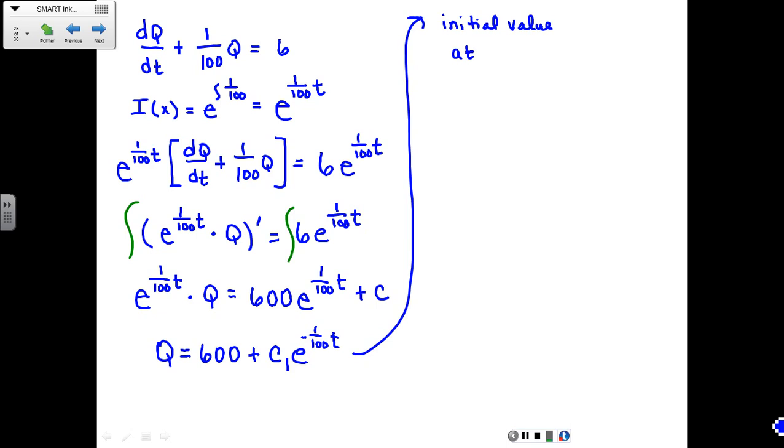At time equal to 0, how much salt? There was 50 pounds of salt at time equal to 0. So Q would equal 600 plus C1 e to the 0, so 50 equals 600 plus C1 e to the 0, right? So what's C1 equal to?